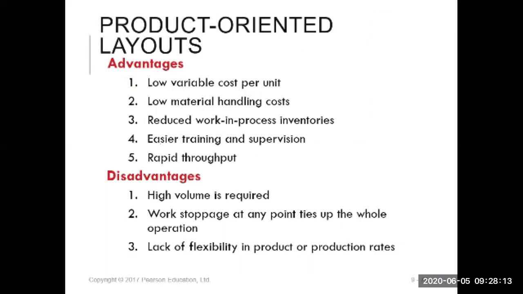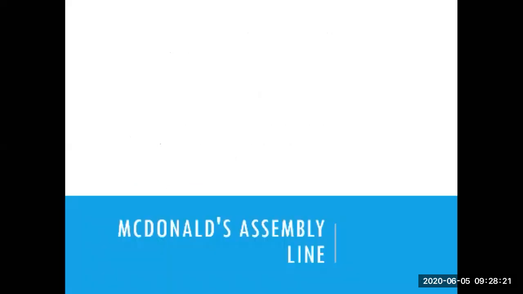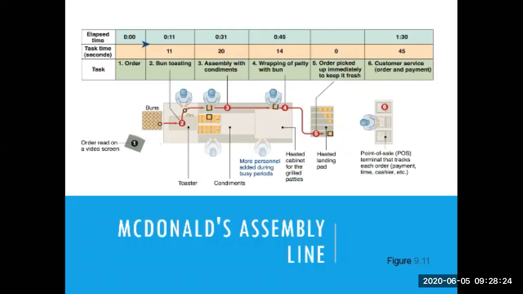So these are the advantages and disadvantages of product-oriented layout. You can read them yourself. This example shows the process in an assembly line at McDonald's. Starting from receiving the order, then taking a bun, preparing the bun, and so on until the end, the time required is set to make sure that all stations work at the same pace.